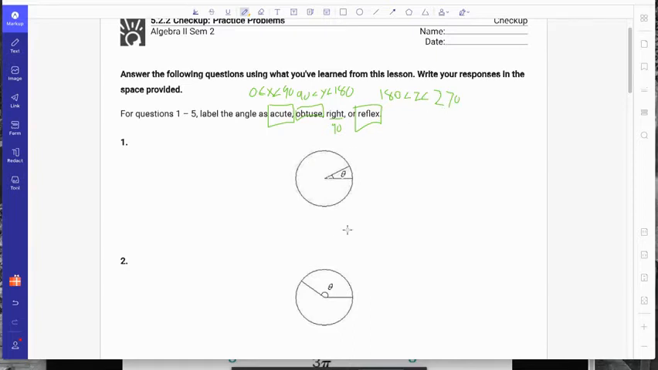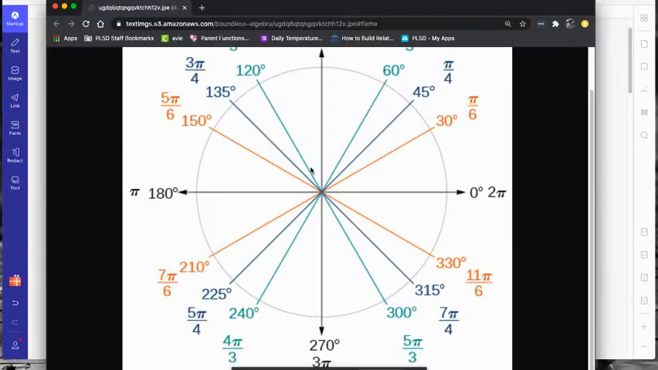So we want to label these. Well, how do we know? These are kind of confusing, right? So this is a unit circle. The first quadrant, the top right, is where all your acute angles go. Over here, in the top left, these are obtuse angles, and then the bottom left is your reflex angles.